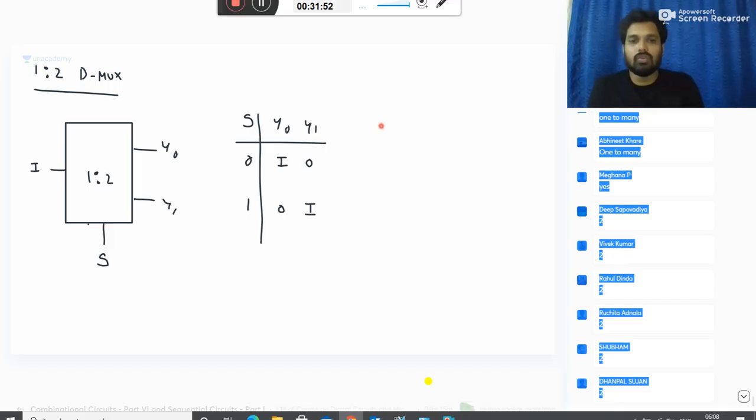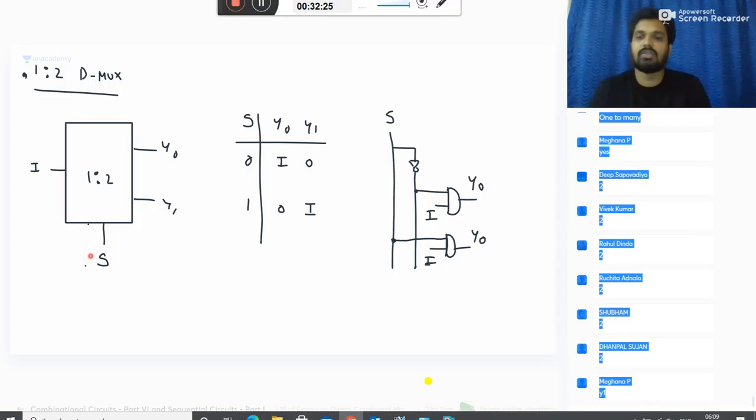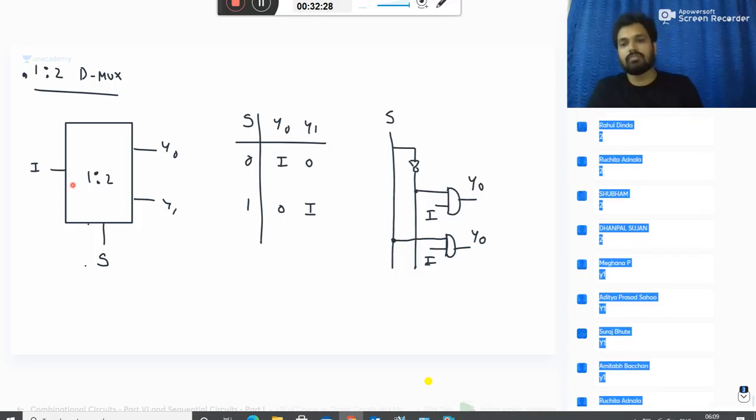Based on the selection input, it can be 0 or 1. When it is 0, your input I will be transferred to Y0. Similarly, when it is 1, your input I will be transferred to Y1. This is how you can make a 1 to 2 demux. Everybody accepted or not? Internal circuit of the demux. This is in the box.